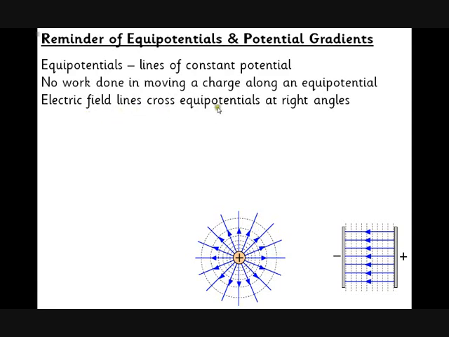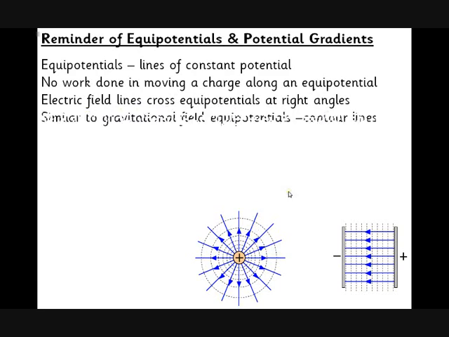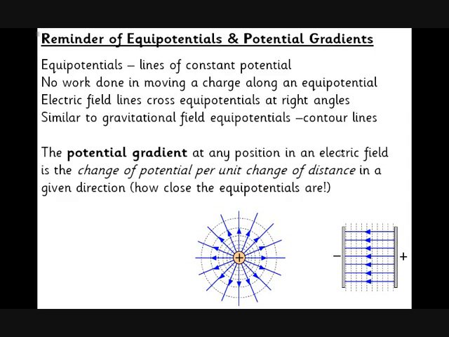The electric field lines cross equipotentials at right angles. We've looked at that before. The potential gradient at any position in an electric field is the change of potential per unit change of distance. So we could look at the gradient. If this was a slope, we could look at the gradient of the slope, and in the same way we can look at the gradient of the electric potential.